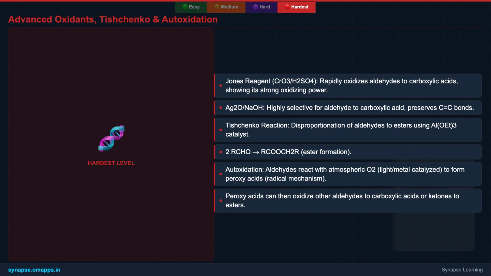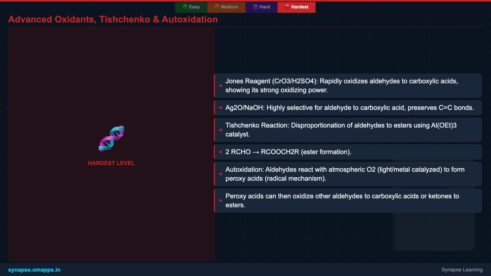While Jones reagent is known for oxidizing alcohols, it rapidly converts aldehydes to carboxylic acids, showcasing its potency. A more subtle and powerful reaction for aldehydes is the Tishchenko reaction, where 2 aldehyde molecules disproportionate in the presence of an aluminum alkoxide catalyst to form an ester directly. This is a remarkable intermolecular hydride transfer.